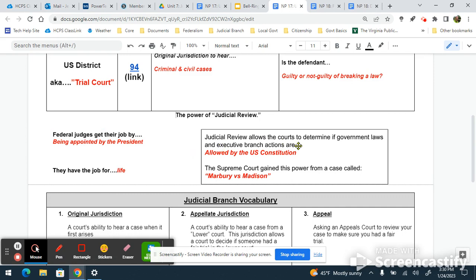A special power of the courts is called judicial review. More on that later this unit. It's a fascinating power, when the courts look at something that the government has done, whether it's a law that the government passed or an action that the president has ordered. The courts get to judicially review that action and determine, does the Constitution actually allow that?